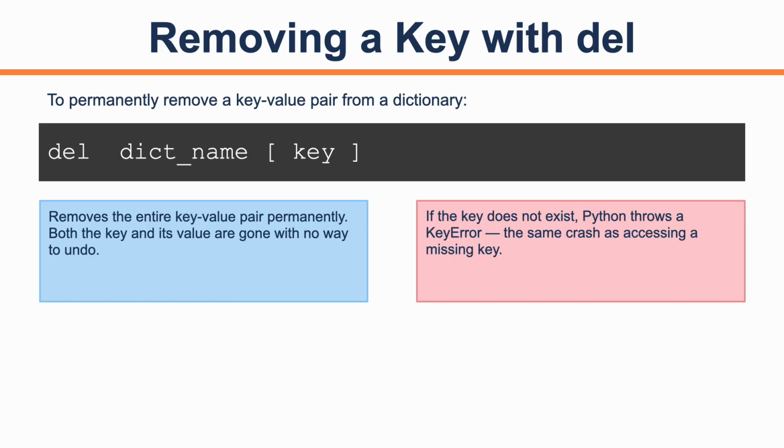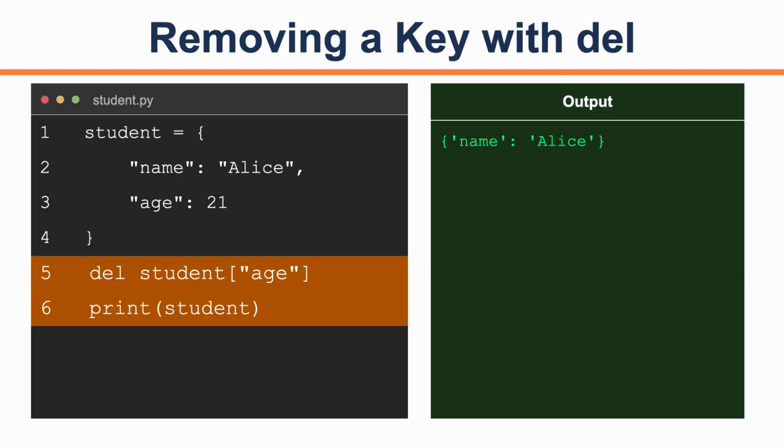The delete keyword permanently removes a key-value pair from a dictionary. You write delete followed by the dictionary name and the key in square brackets. Both the key and its value are removed with no way to undo the action. The delete keyword removes the age entry, both the key and its stored value, permanently from the dictionary. The output confirms only name remains.